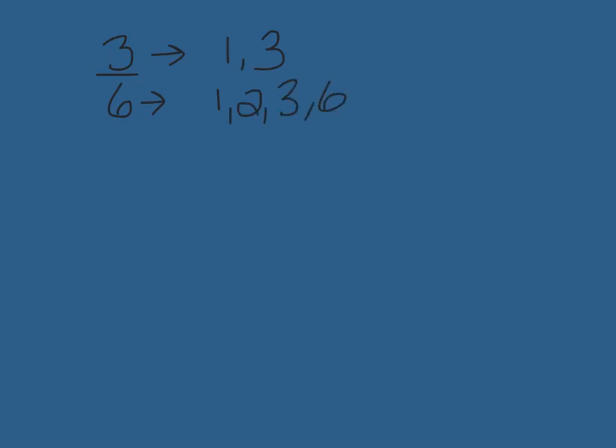So we take a look at our top one. We've got 1 in both of them, and then we have a 3. That's all we have up top. 3 is our greatest common factor. So now we need to divide them both by our greatest common factor. So 3 divided by 3 equals 1. I'm going to put the fraction bar. 6 divided by 3 equals 2. So that in simplest form is 1/2. Is that what you got?